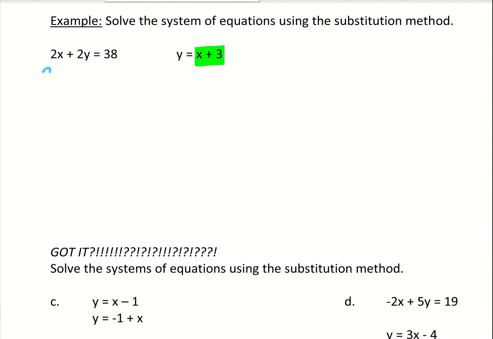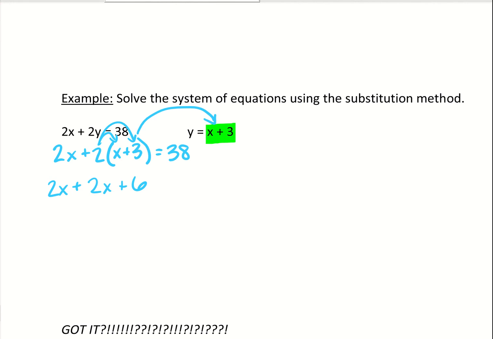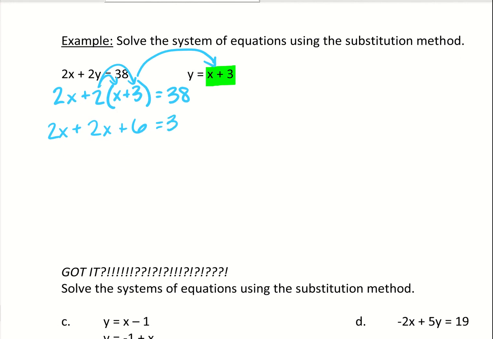So we can just take this x plus 3 and plug it in here. We have 2x plus 2, and then instead of y, we'll put x plus 3, which again comes from right here, equals 38. Then we're going to have multiple steps for this problem. The next thing we need to do is distribute the 2 to the parentheses. So we have 2x plus 2 times x, which is just 2x again, 2 times 3 is 6, and then equals 38.